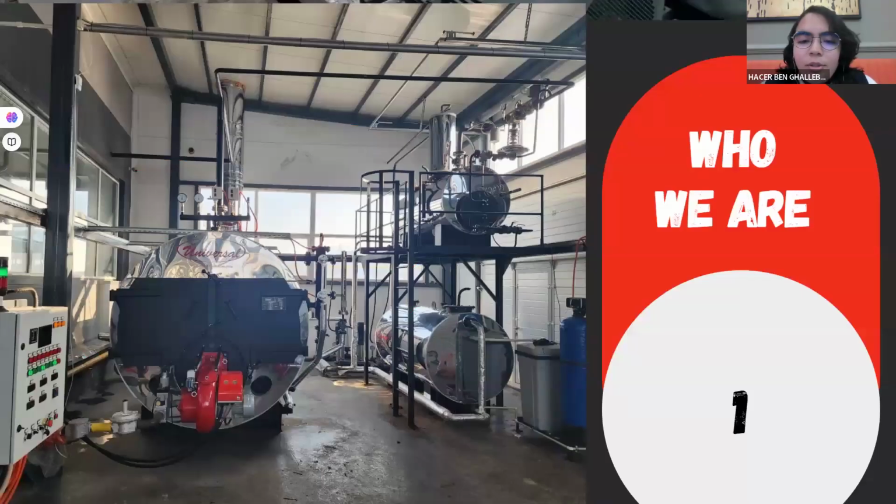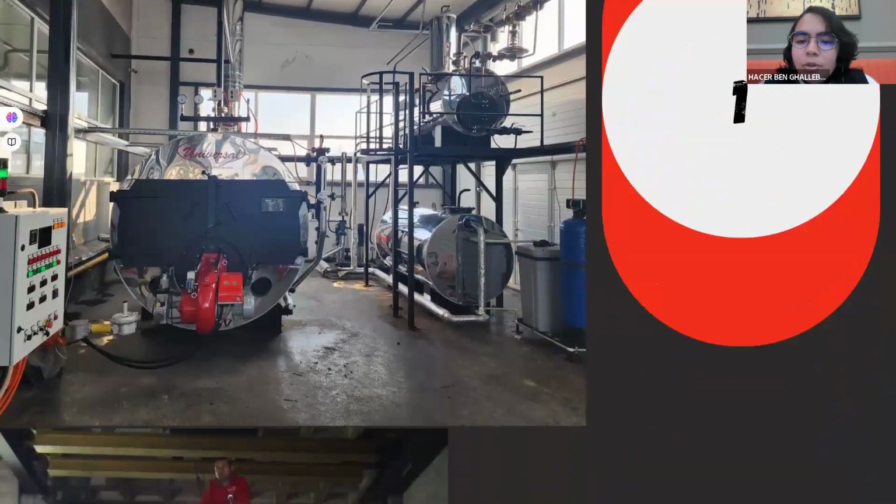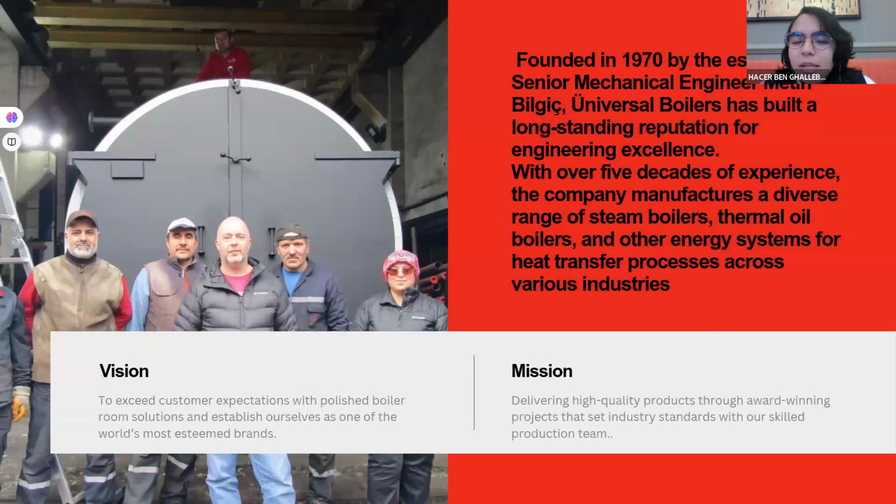Now, who is Universal Kazan? Universal Kazan was established in 1970 by the senior mechanical engineer, Mr. Mateen. Ever since, Universal has dedicated itself to supporting and supplying polished boiler solutions to fit and satisfy the needs of more than 35 industrial sectors all around the world.